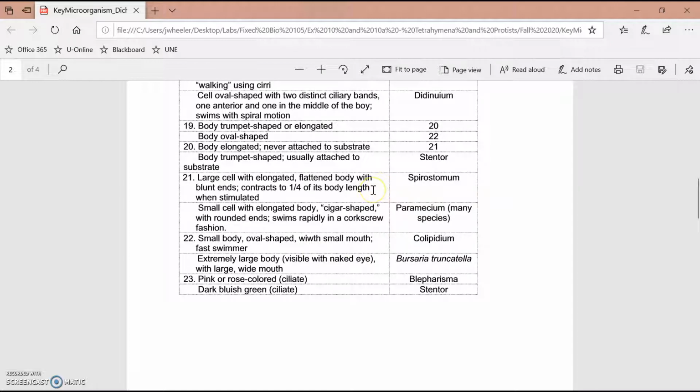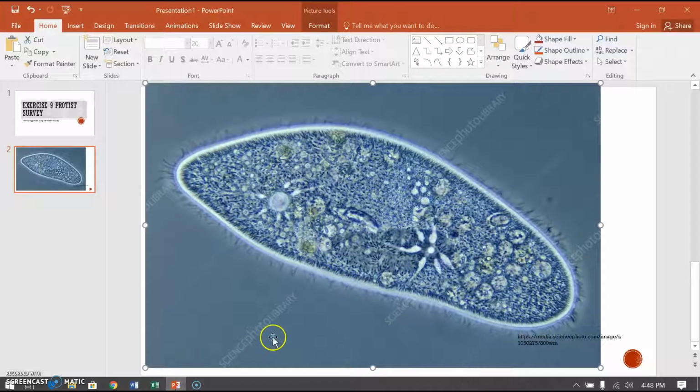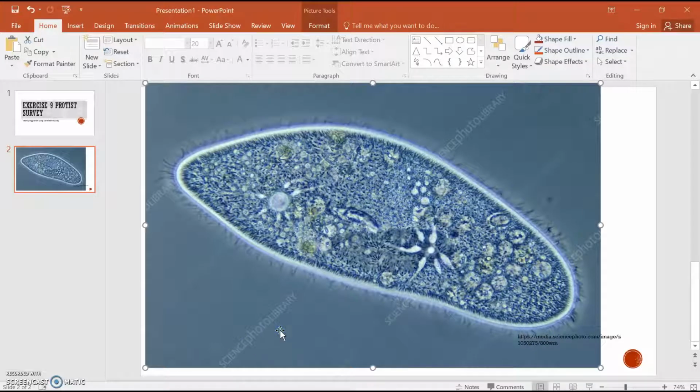Large cell with elongated, flattened body with blunt ends, contracts a quarter of its body length when stimulated, or is it a cell with elongated, cigar-shaped body with rounded ends, swims rapidly in a corkscrew fashion? I can tell you that if you saw these guys under the microscope, you would see them corkscrewing around, and it would be quite obvious. So these guys are Paramecium. We have identified our critter here as a Paramecium, and this particular species is Paramecium caudatum.